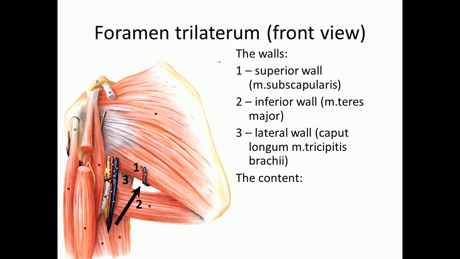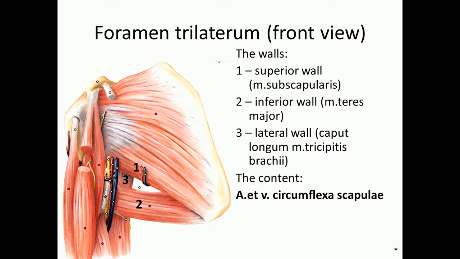And what is the content of this foramen? The content of this foramen is arteria circumflexa scapulae, and together with it we can find the veins with the same name. So arteria et vena circumflexa scapulae.